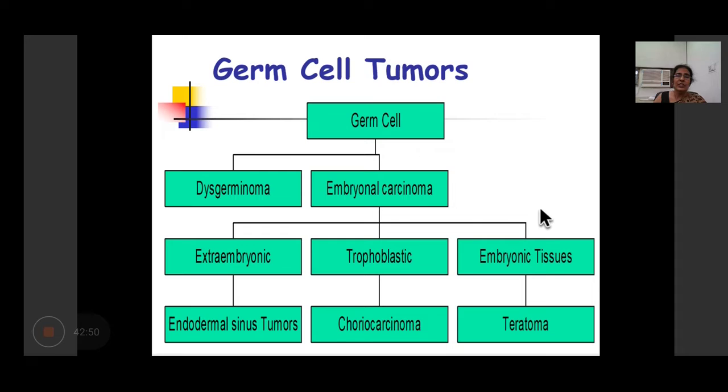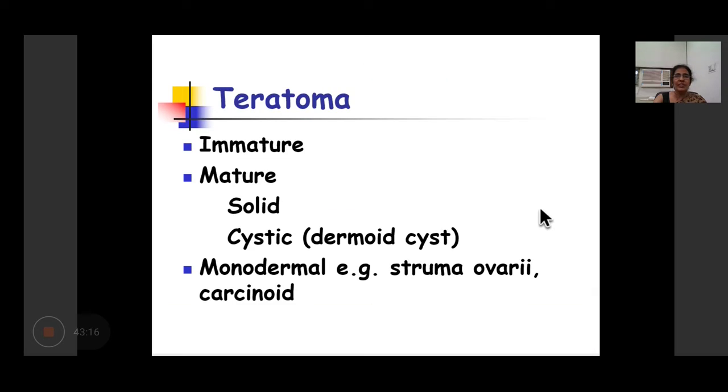A tumor which shows differentiation towards yolk sac elements or endodermal sinus-like elements is called the endodermal sinus tumor. The one which shows trophoblastic differentiation is called the choriocarcinoma because it shows the presence of both cytotrophoblasts and syncytiotrophoblasts. And the tumor which shows formation of all mature or immature embryonic tissues is called the teratoma. And the most common of the germ cell tumors occurring in the ovary is a teratoma.